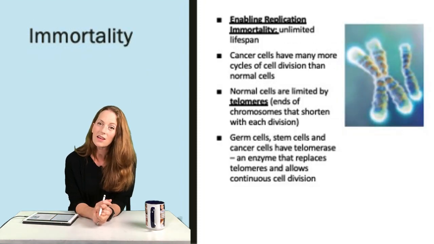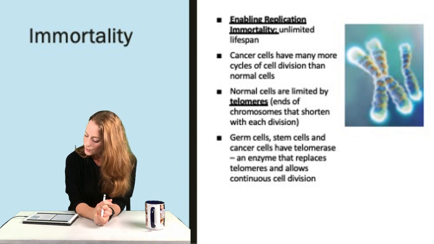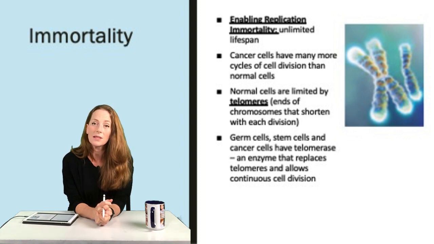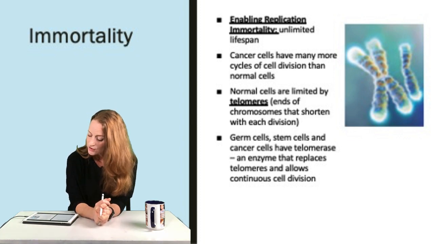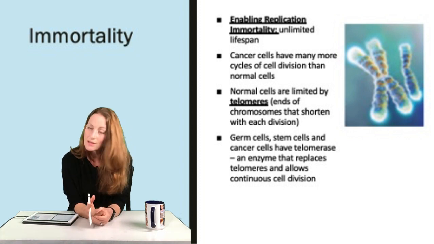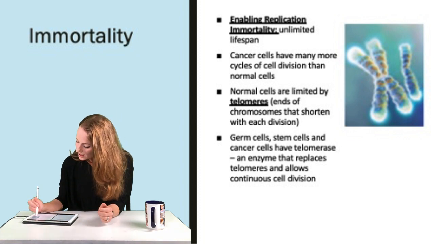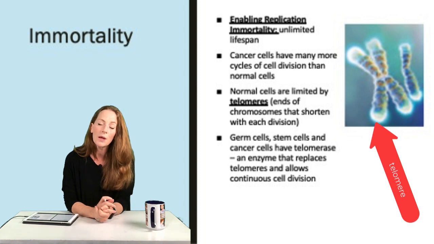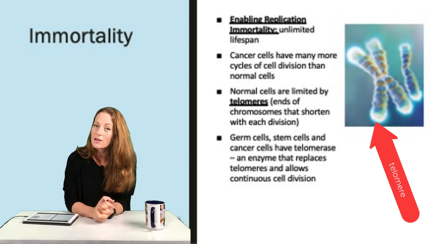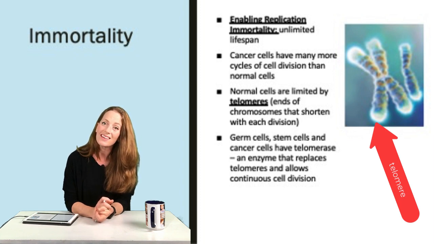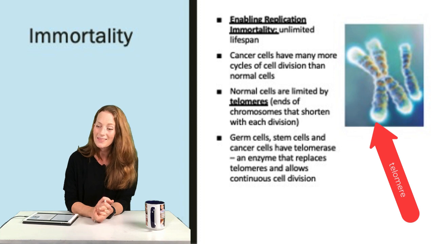Another genetic change that can cause one of these hallmarks of cancer is immortality. So enabling replication immortality can create cancer cells with an unlimited lifespan. Cancer cells have many more cycles of cell division than normal cells. Normal cells are normally limited by the ends of the chromosomes, and that is the telomeres. They shorten with each cycle of cell division. The telomeres shorten and shorten and shorten until eventually those cells can no longer replicate.